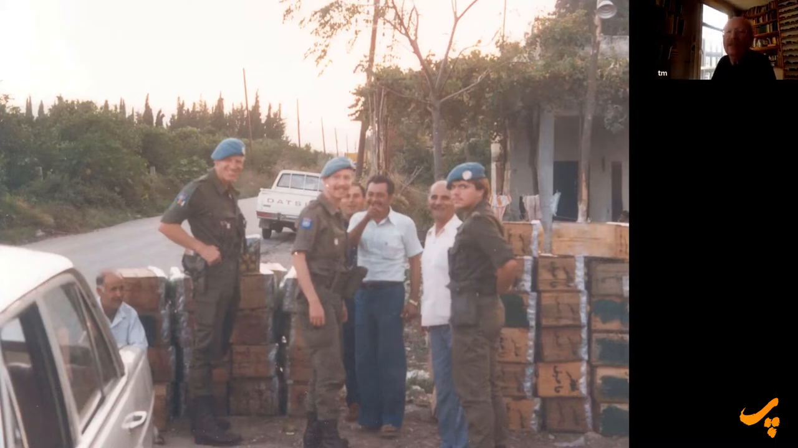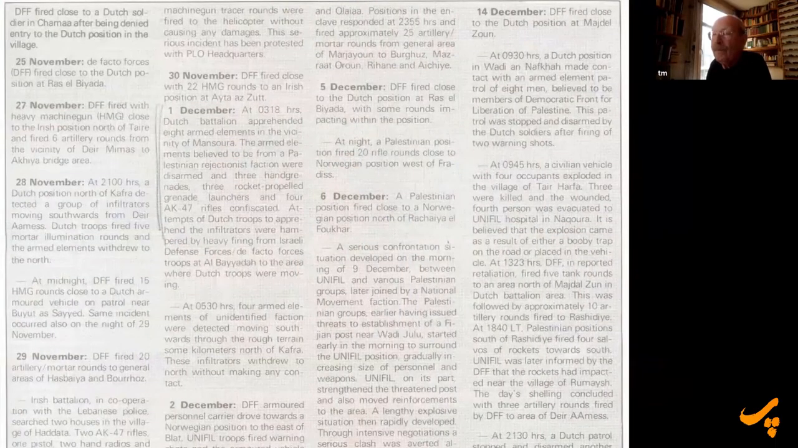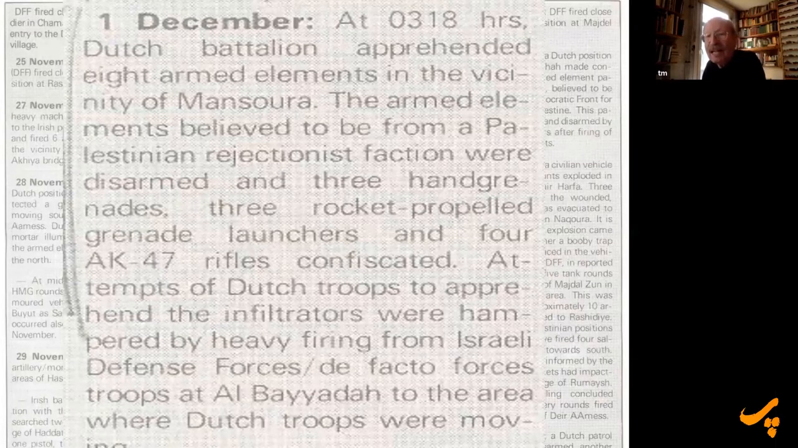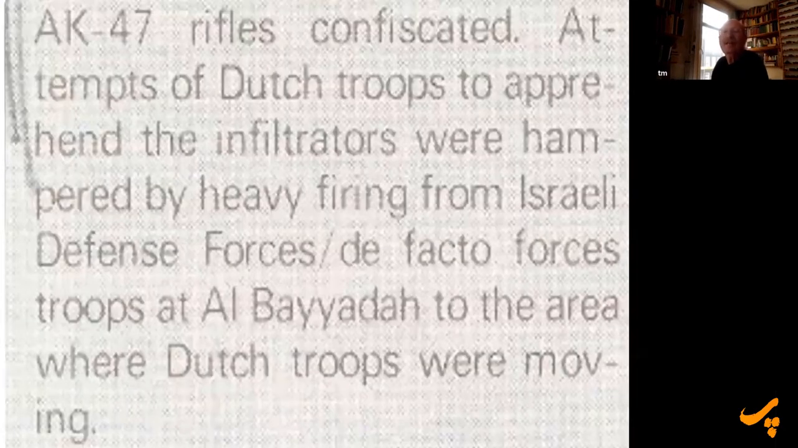And here is, for instance, a small clip from the monthly report, 1980: a Dutch battalion apprehended 8 armed elements, and it continues, they are believed to be from a Palestinian rejectionist faction. They must be, because the Palestinians agreed to the presence of the UN, so these must be rejectionists. They were armed with anti-tank rockets and hand grenades and that sort of stuff. But here's the interesting thing.